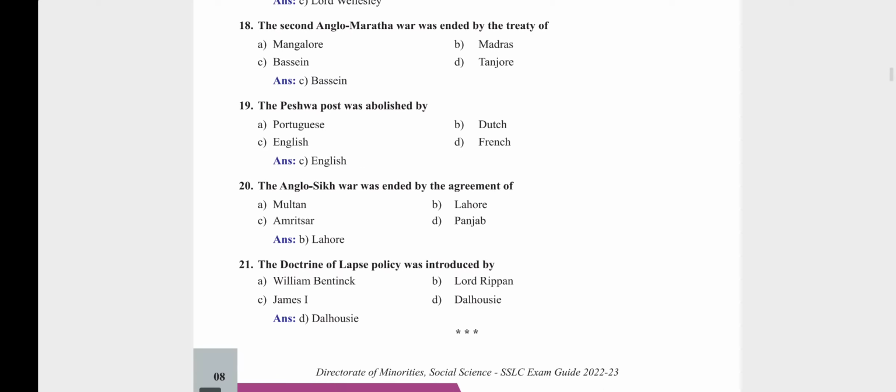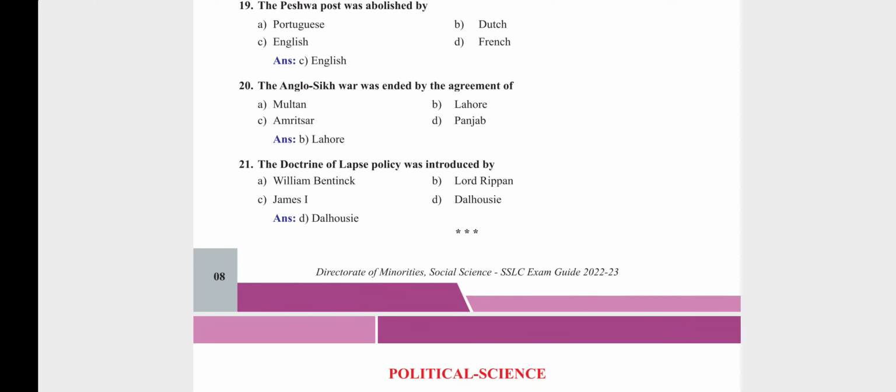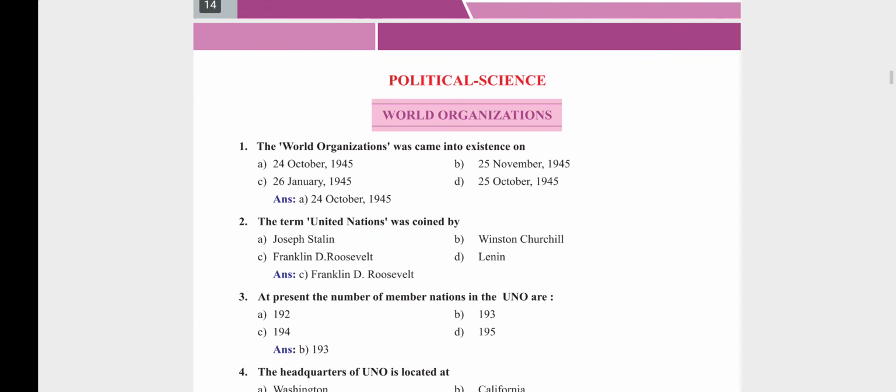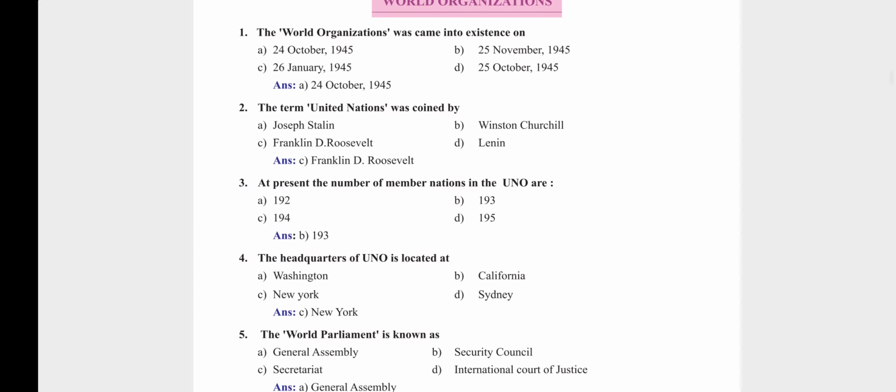The Peshwa post was abolished by the English. The Anglo-Sikh War was ended by the Agreement of Lahore. The doctrine of lapse policy was introduced by Dalhousie. The Political Science, World Organizations chapter. The World Organization came into existence on 24th October 1945. The term United Nations was coined by Franklin D. Roosevelt. At present, the number of member nations in the UNO is 193.